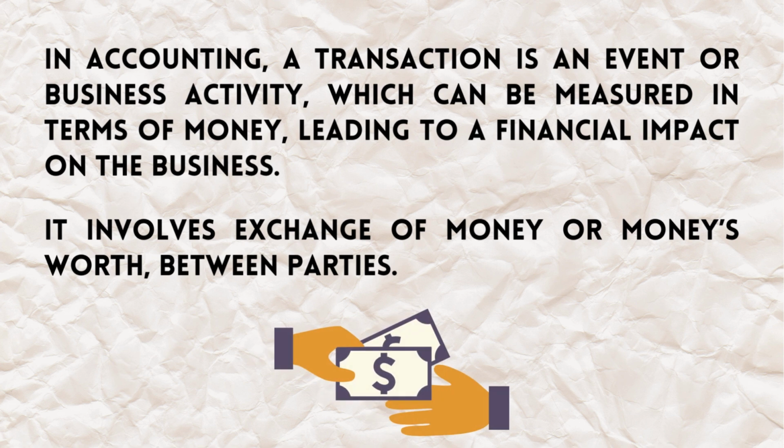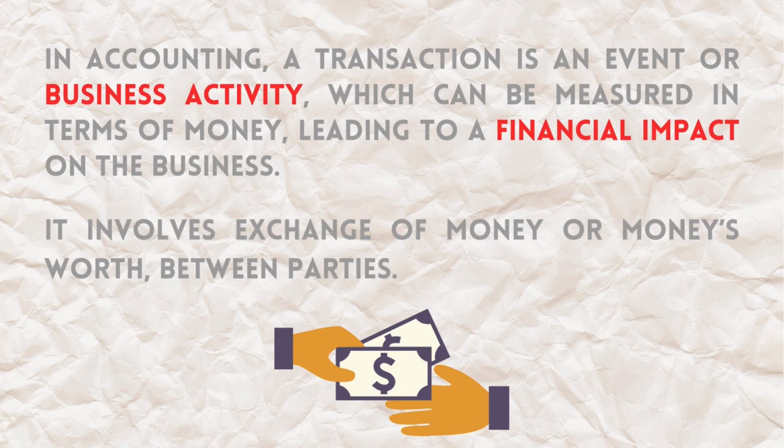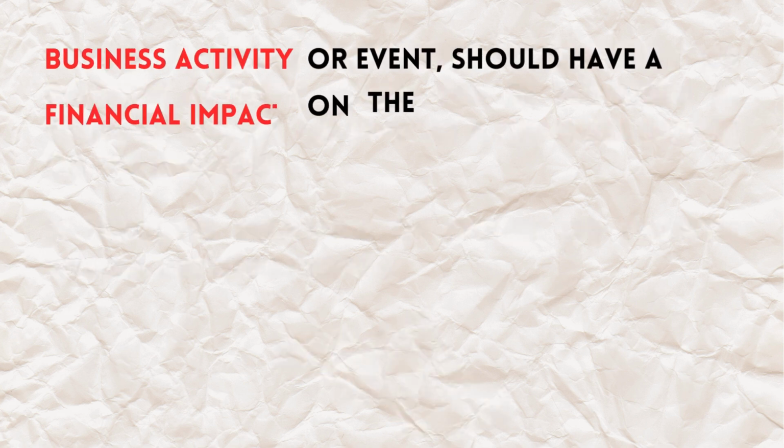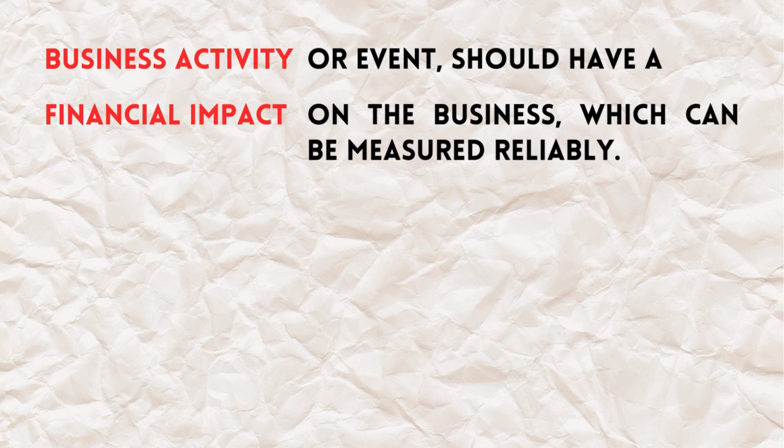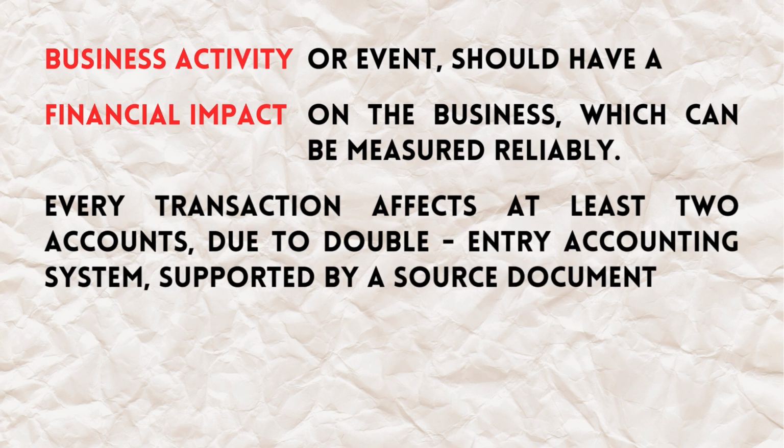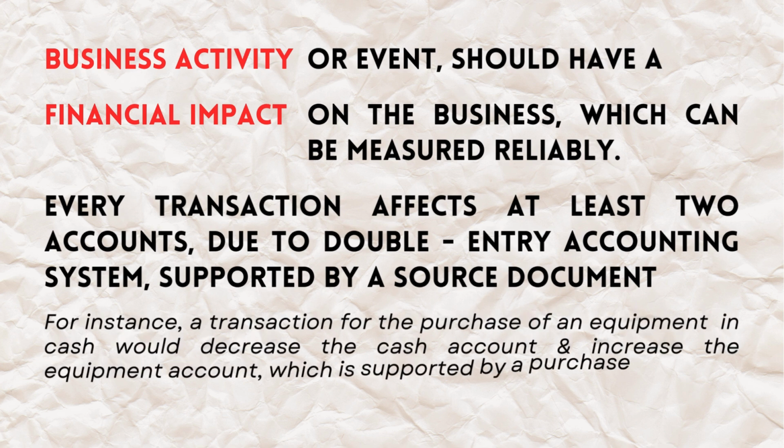If you look at the definition closely, you will notice that the two key words are business activity and financial impact. Business activity or event should have a financial impact on the business which can be measured reliably. Every transaction affects at least two accounts due to double entry accounting system supported by a source document. For instance, a transaction for the purchase of an equipment in cash would decrease the cash account and increase the equipment account, which is supported by a purchase invoice.